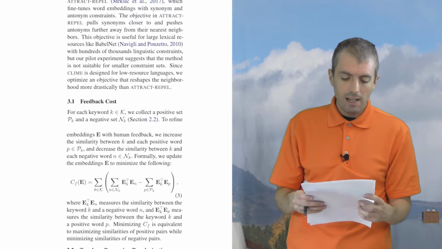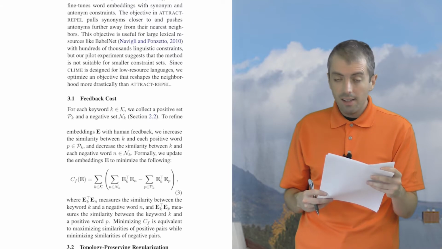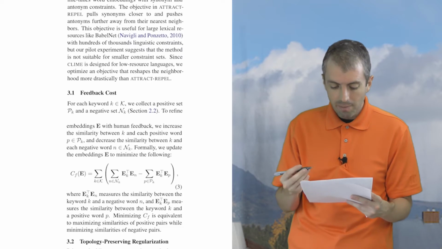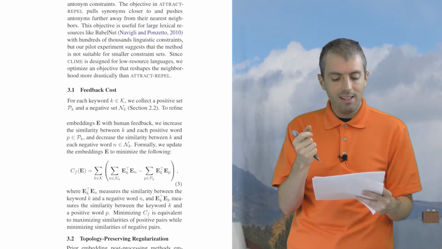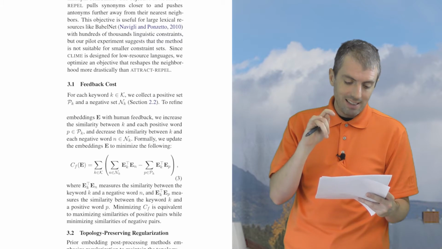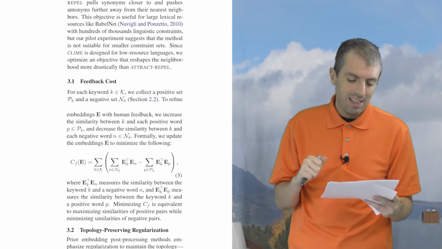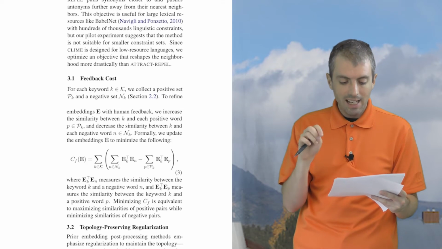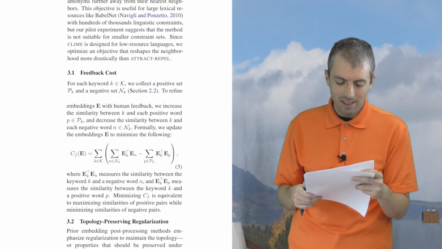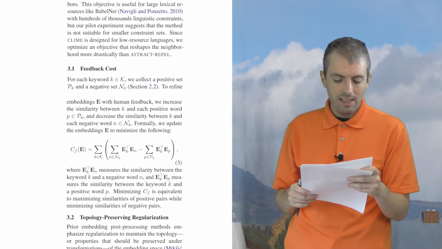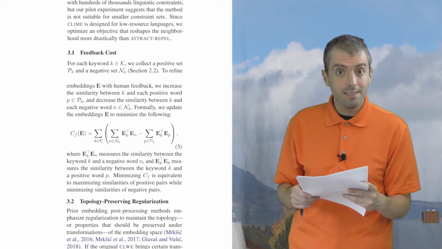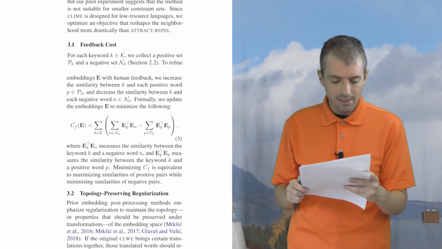Formally, we minimize the following cost function, where the cost function for an embedding is the sum over all of our highlight words K, where we take the dot product of the embedding of the highlight word K and the negative example N, and subtract out the dot product of the embedding for word K and the positive examples, where E_K E_N measures the similarity between the keyword K and a negative word N, and E_K E_P measures the similarity between the keyword K and positive word P. Minimizing CF is equivalent to maximizing similarities of positive pairs while minimizing similarities of negative pairs.